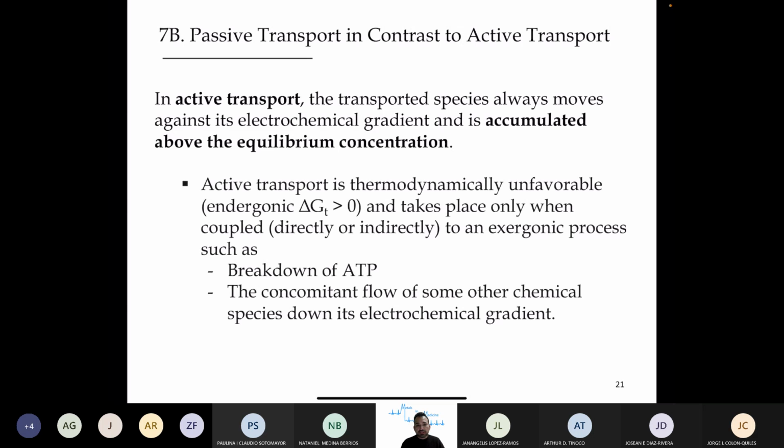These are the two major types: you either couple this to the breakdown of ATP, so that the hydrolysis process releases energy that can be taken advantage of, or you move along with the movement of a given species that is falling down its electrochemical gradient.